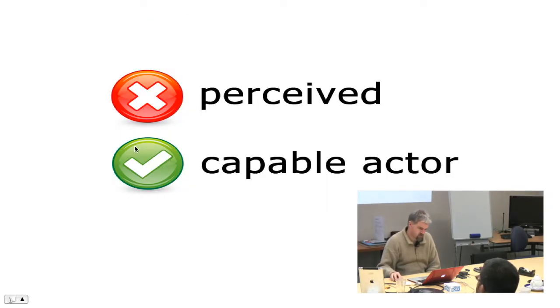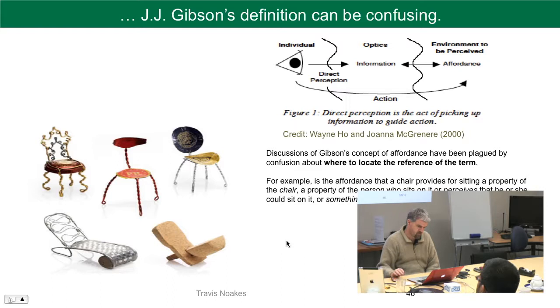So there are two parts here. One is having a capable actor, and the other part is perception. And this person said that their definition can be confusing. For example, is the affordance the chair provides for sitting a property of the chair, or is it a property of the person? Humans are shaped in a certain way, and because of the way we're shaped, we can sit on the chair. If we were an insect shape, maybe we couldn't sit on the chair anymore because of our body shape. So is the affordance a property of the shape of the object, or is it a property of us, or is it something else?